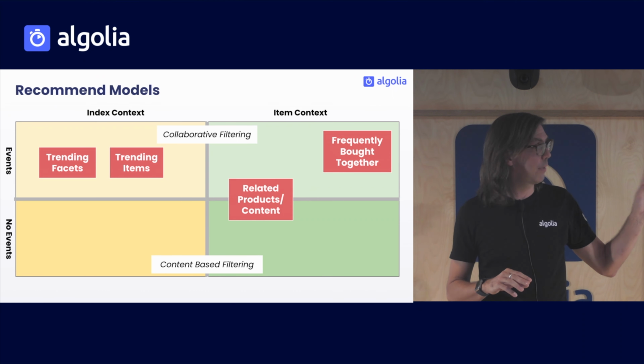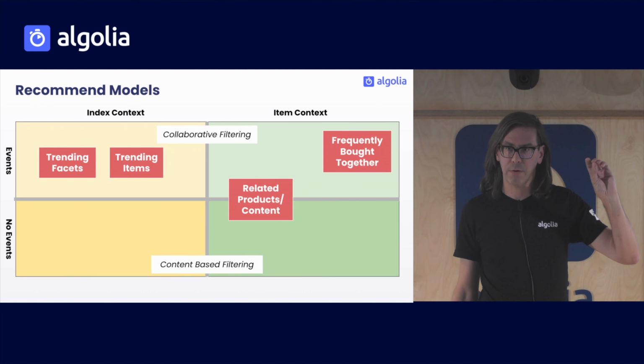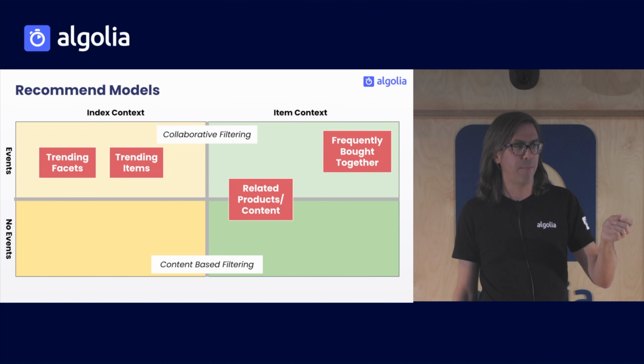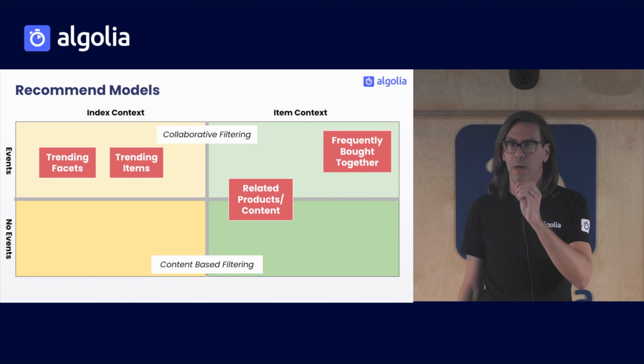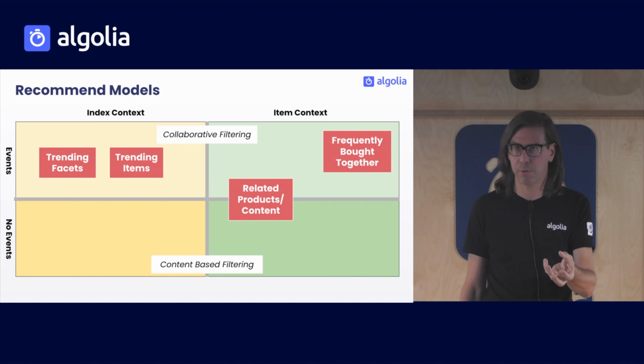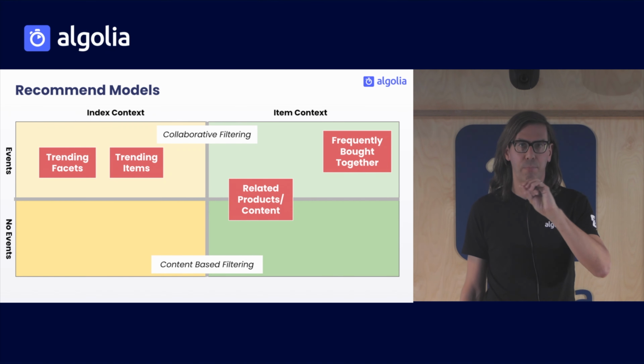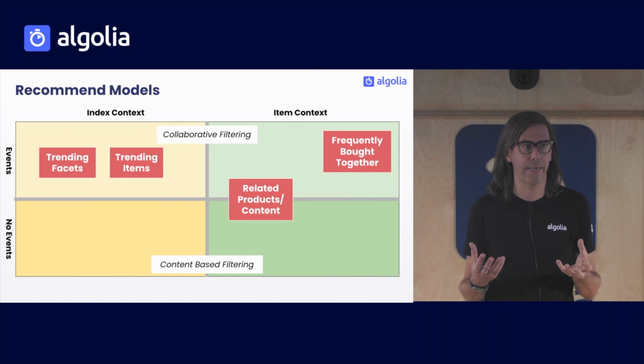So the ones on the green side on the left, these are all within an item context. That means that in order to use the model, we need to know what product the user has looked at already so that we can offer recommendations that align to that product. Whereas the new trending models on the yellow side are product agnostic. So these are based on the entire contents of your index, right?